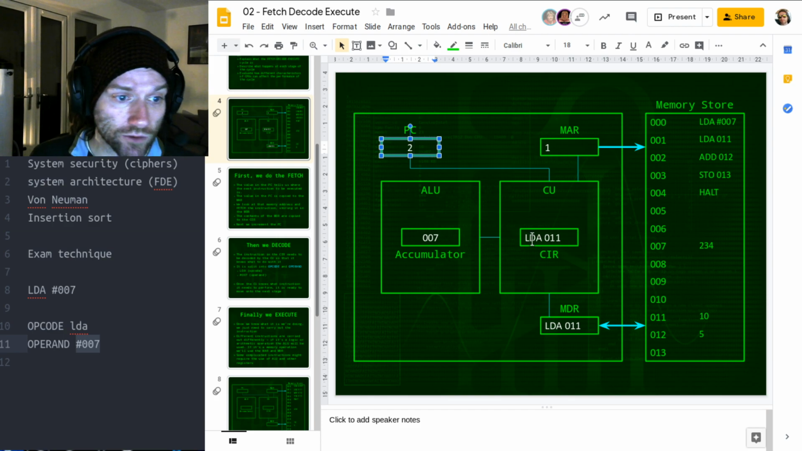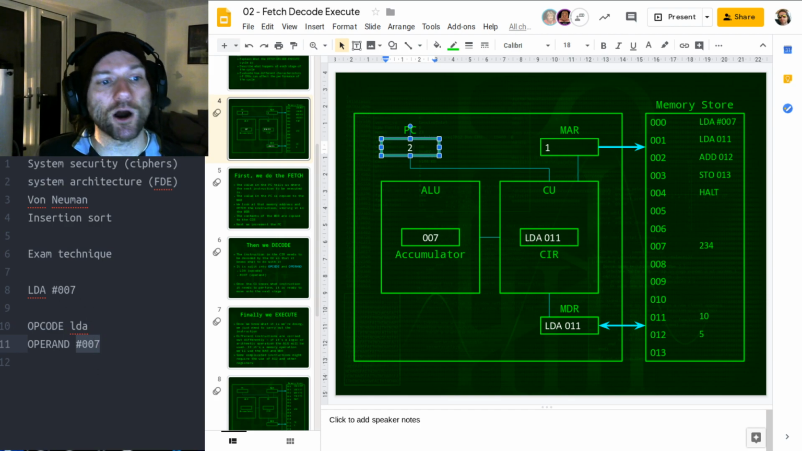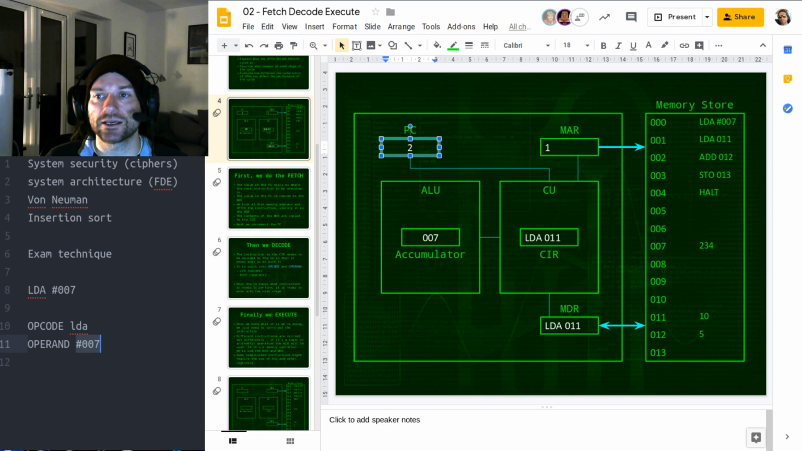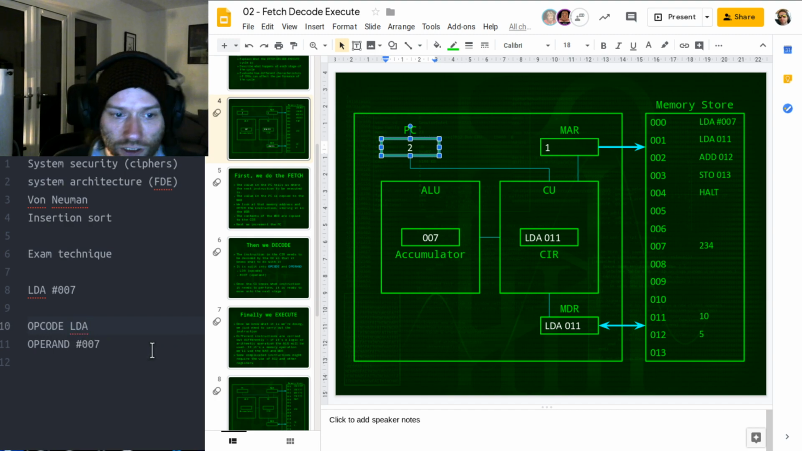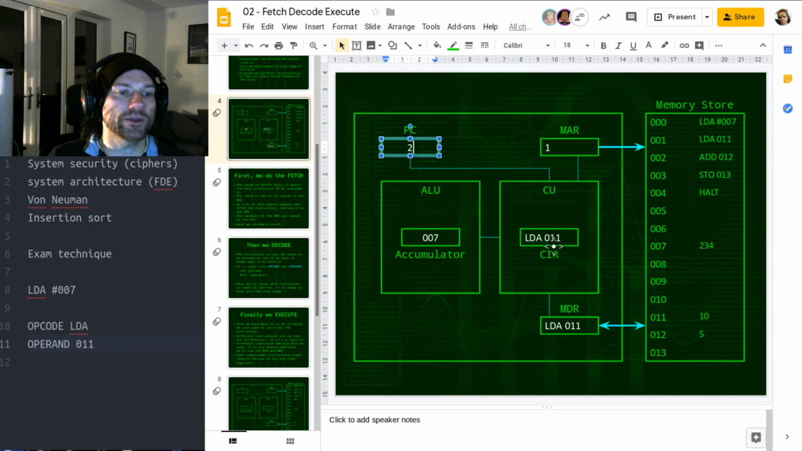We now need to do the decode. So we look at what's in the CIR and decode it. What is the opcode of the instruction which is currently in the CIR? LDA is correct. It's another LDA instruction. And what is the operand? 011 is correct.